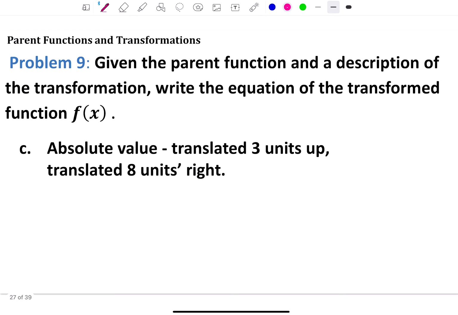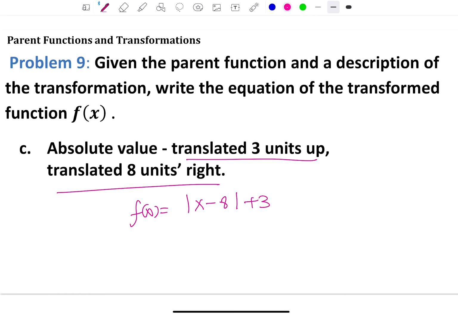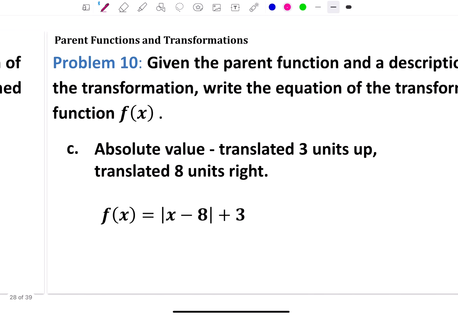Next we have an absolute value function translated 3 units up and 8 units right. That would be f of x equals absolute value of x minus 8, plus 3. 3 units up and 8 units right. That would be our equation of the function.